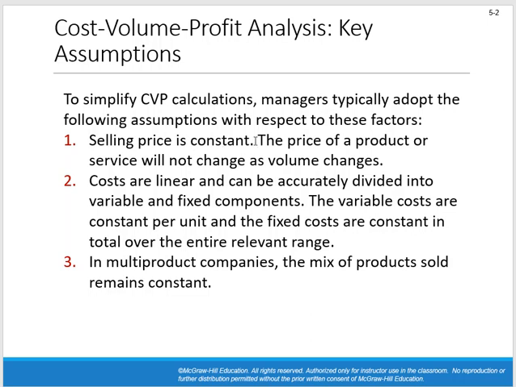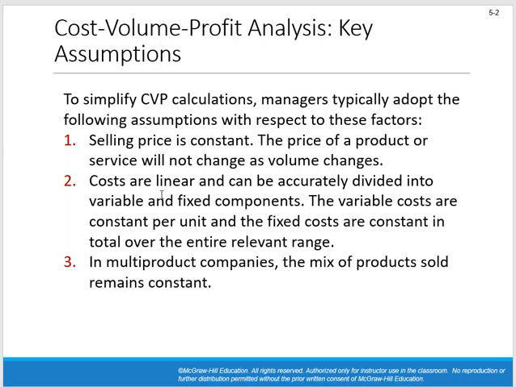So we can choose to make changes to the price, but overall the price of the product isn't going to change as volumes change. If you think about gas prices, they change constantly, right? So we have to make the assumption that the selling price of our product is constant unless we make a management decision to change it.